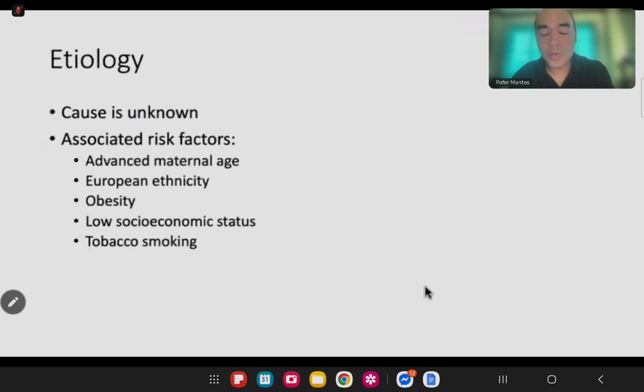The cause for esophageal atresia is still unknown. However, there are associated risk factors or features, as shown in this slide. Mothers with advanced age who bore children may have this esophageal atresia. Also those with European ethnicity, those who are obese, low socioeconomic status, and chronically exposed to tobacco.